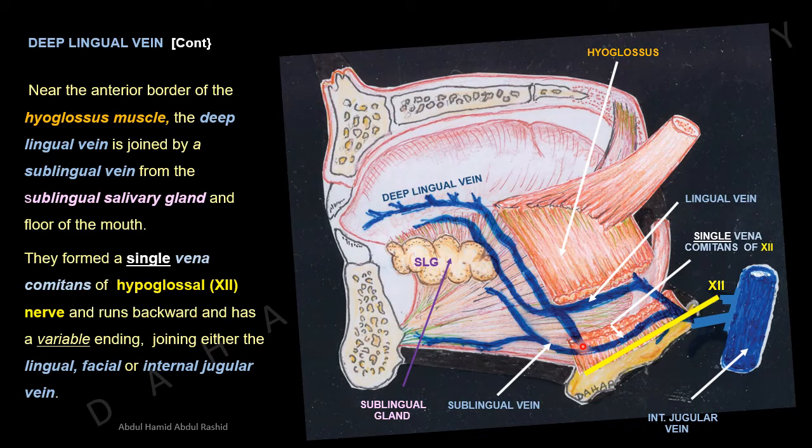Here it receives another vein called the sublingual vein, which comes from the sublingual salivary glands and floor of the mouth. These two veins join together and form a single vena comitans of the hypoglossal nerve. The vena comitans of the hypoglossal nerve runs backwards and has a variable ending. It may join with the lingual vein, facial vein, or internal jugular vein.